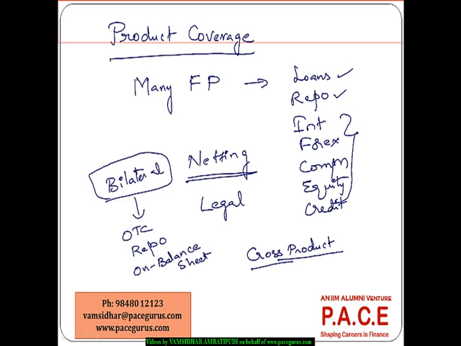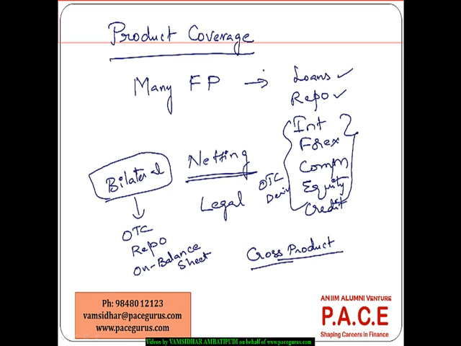Probably I can't have this, let's say this is called OTC derivatives. Within OTC derivatives, I can very comfortably do cross product netting, like between the interest rate hedge and forex hedge. I can very well do, but it may not be possible across the product categories, like I can't do between the OTC derivatives and repos, right? That is usually not possible.